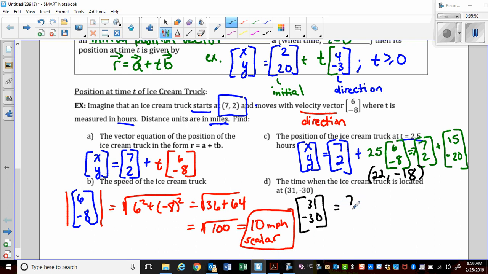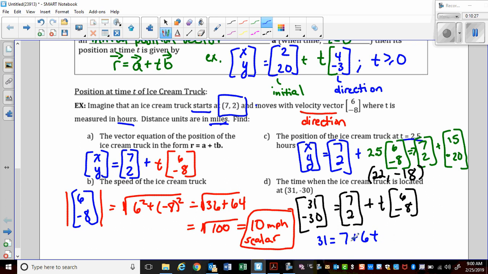equals 7, 2, and then plus t times 6, negative 8. Okay, well, we have this equation now. I know that 31 equals 7 plus 6t. And you can just solve for t.